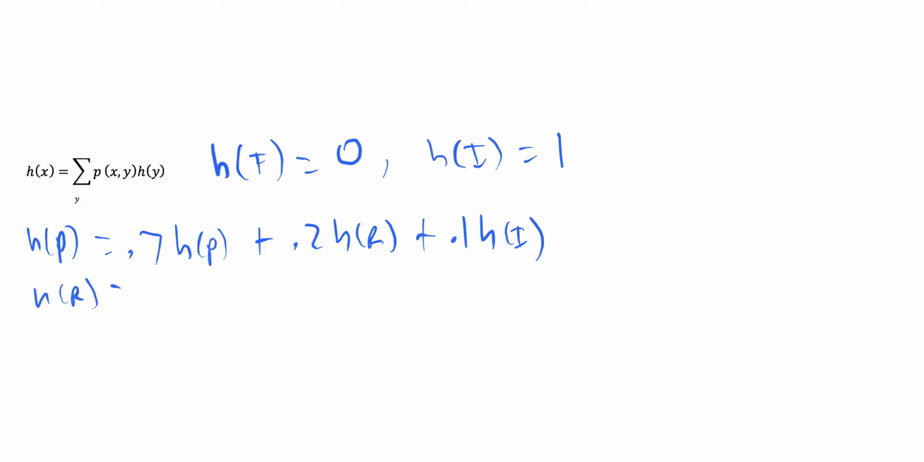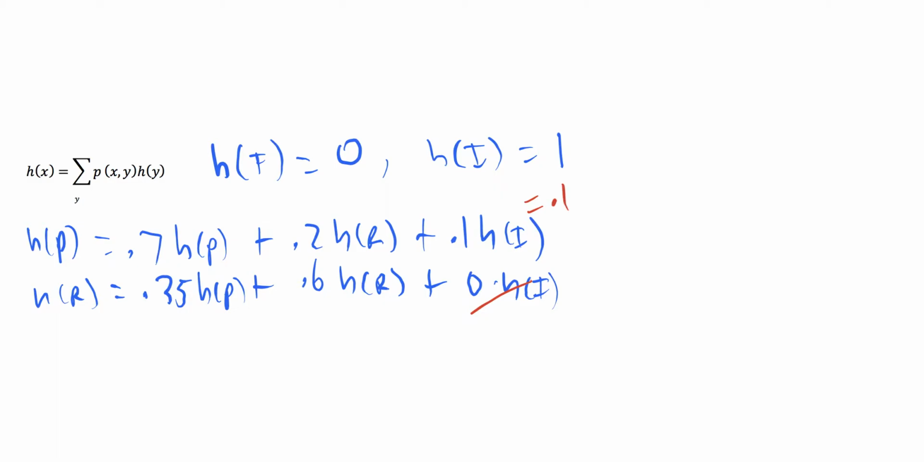Now, h of R equals 0.35 h of P plus 0.6 h of R plus 0 h of I. And again, I'm going to leave out h of F because it equals 0. Note that this term goes away and that this term just equals 0.1. Now again, we're solving a system with two equations, two unknowns. It's pretty straightforward. I will post a video.